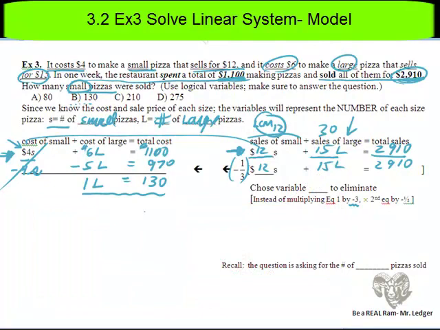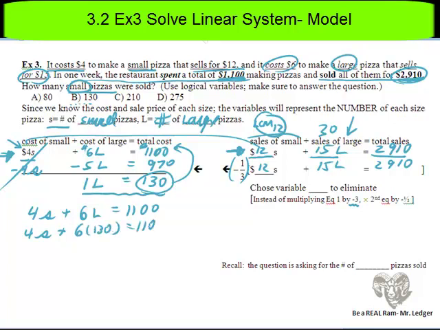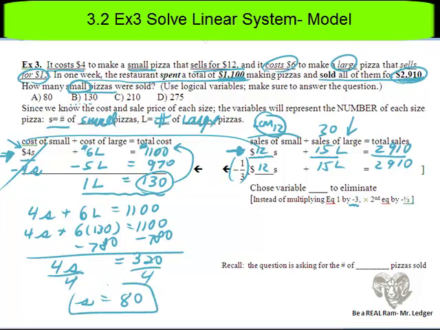Okay, so we need to do this extra step now to figure out what the small pizzas are. So you can put this 130 in either equation. So let's go ahead and put it into this equation here. 4s plus 6l is equal to 1,100. And this is going to be 780. We're going to subtract. And finally, we get our small pizzas is 80. So our answer is A.